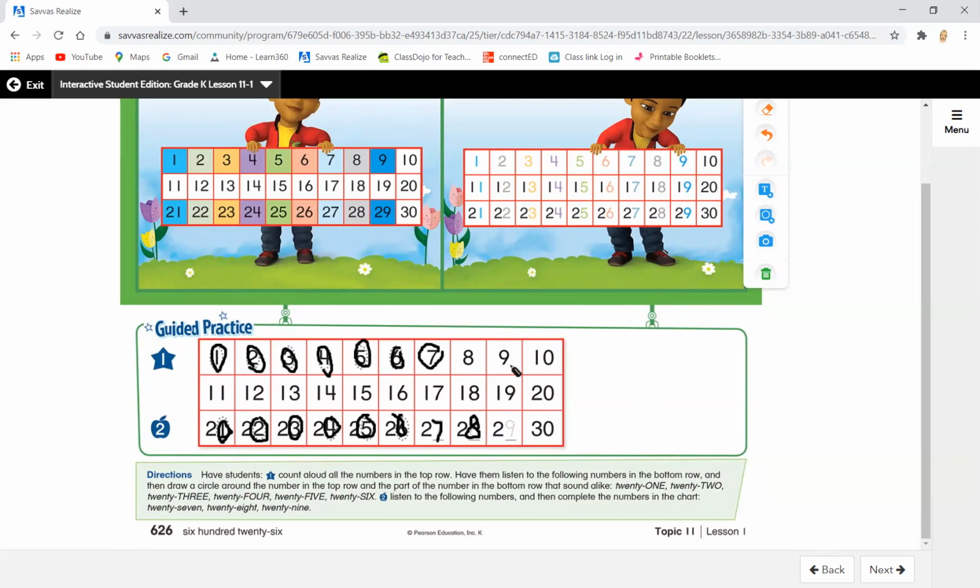And then we have 29. And then what are we going to put at the end of 29? So we're going to write our 9. Nice job. Make sure you're making those numbers very small. All right, go ahead and turn to your next page.